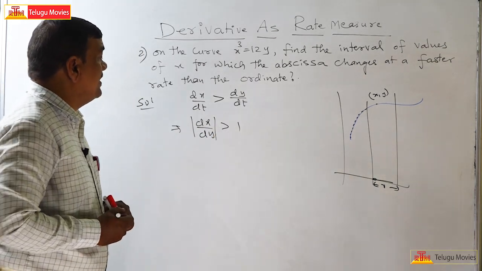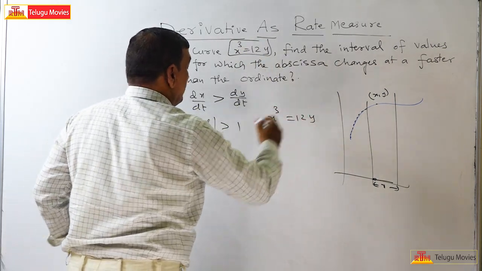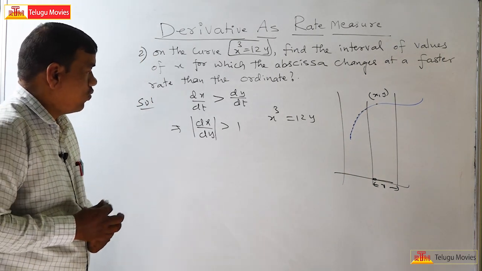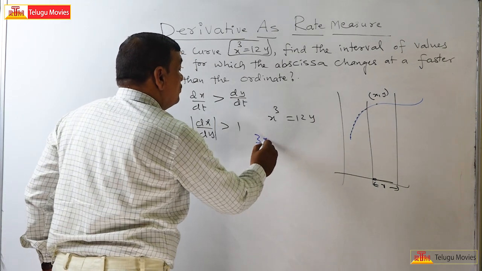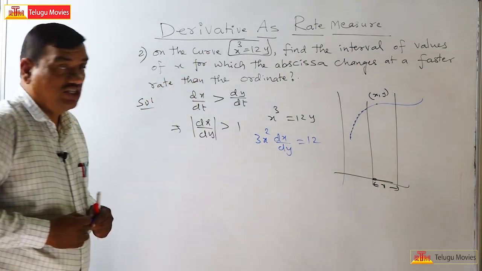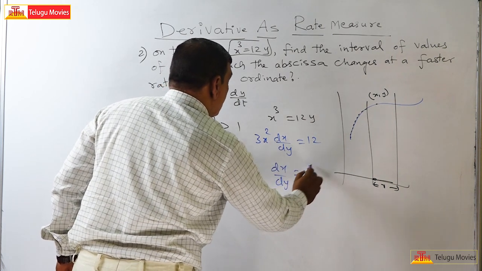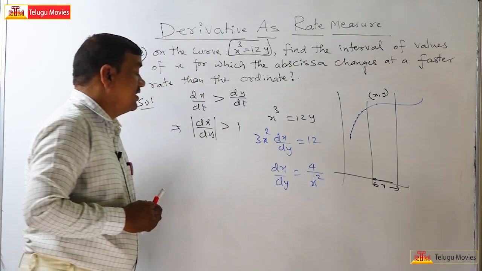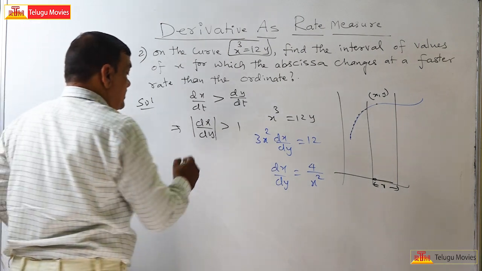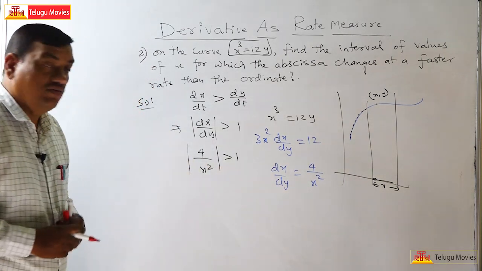Now what is dx by dy? Let us see. From this x cube is equal to 12y, differentiate this equation with respect to y. So this gives 3x square into dx by dy is equal to 12. Understand? With respect to y we are differentiating. Therefore, dx by dy is equal to 4 by x square. So this implies 4 by x square greater than 1.